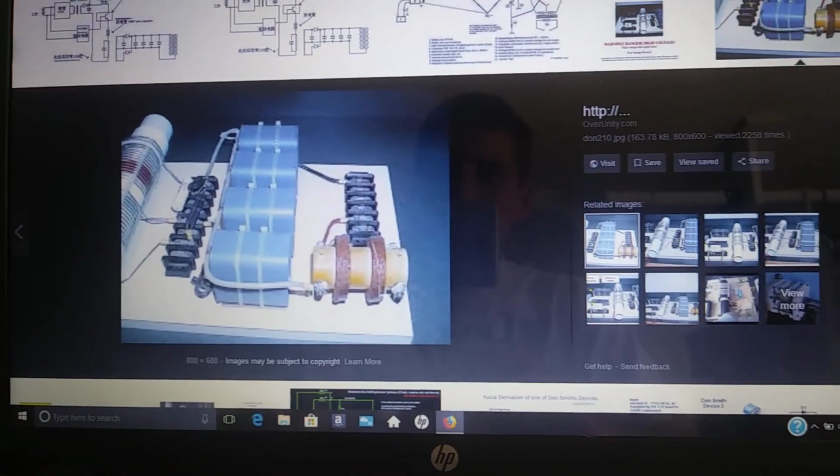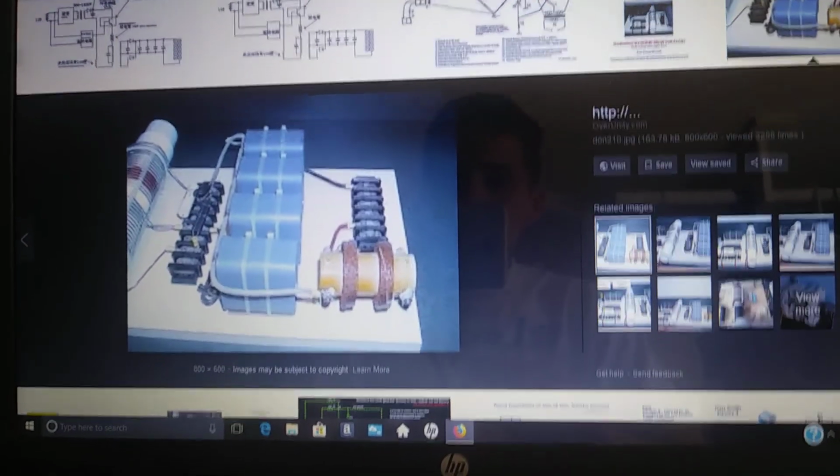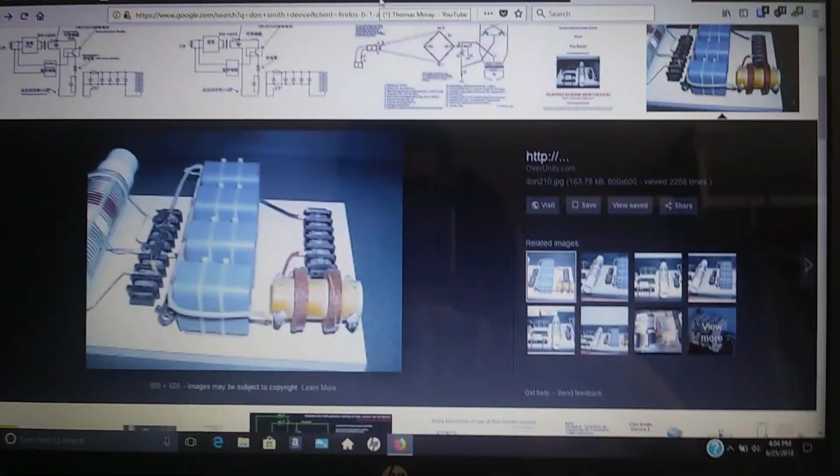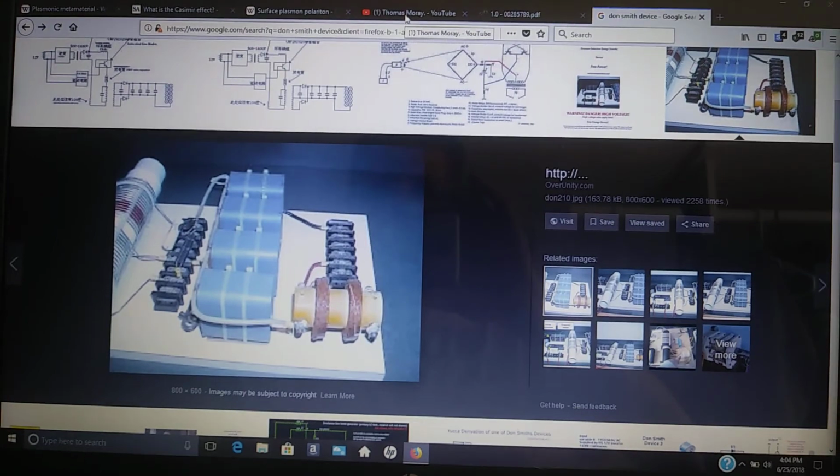So I didn't realize this for a while because I wasn't researching the Don Smith device or trying to accomplish it.